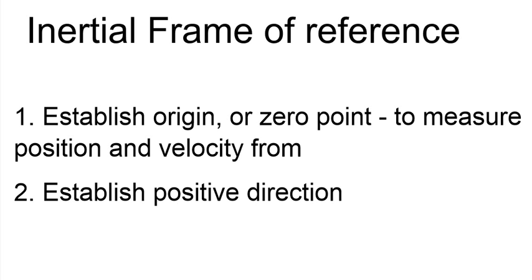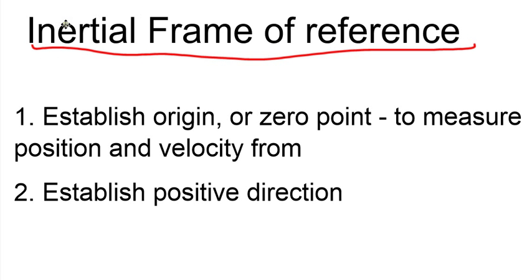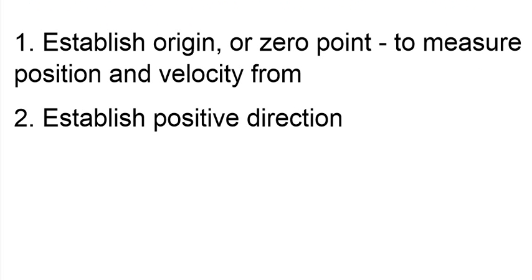Now, inertial frame of reference. For any problem, we need to establish the inertial frame of reference. This is just another term that we use for frame of reference. Inertial is just a descriptor that we use. Now, for this, we need to establish the origin. And what this means is where we are measuring from. So we can set it however we like. We don't all have to use the same exact zero or origin, we can all use different ones, but our answers should be comparable.